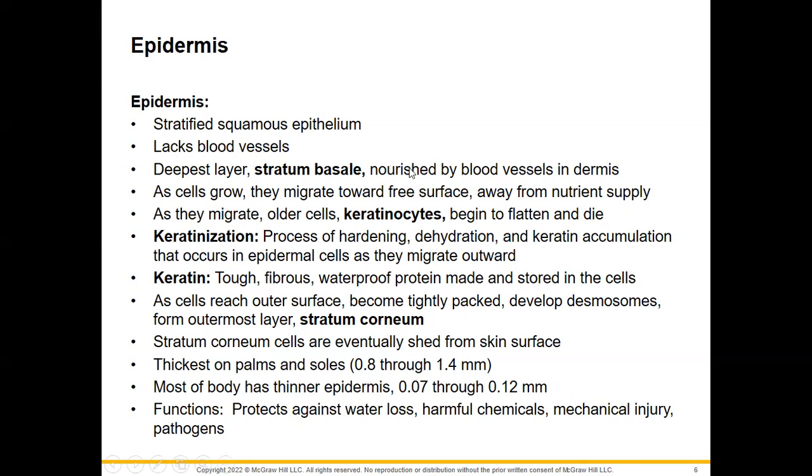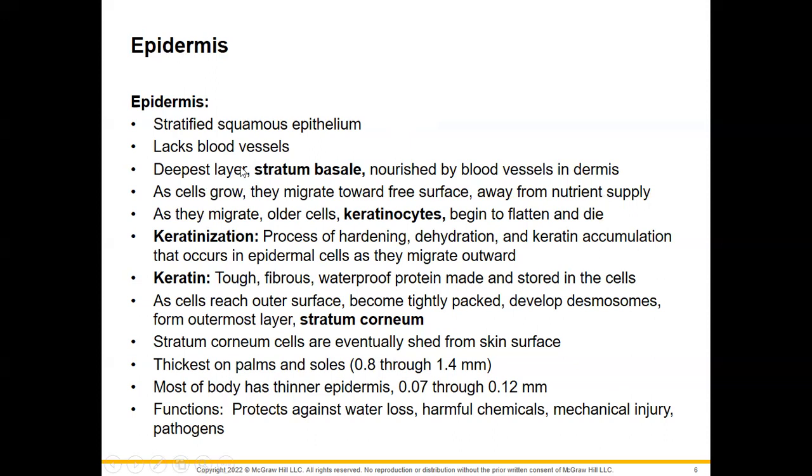This layer is going to be nourished by the blood vessels that are located in the dermis. So again, epithelial tissue does not have blood vessels associated with it. It gets nourishment from the connective tissues deep to it. And since the stratum basale is the deepest layer of the epidermis, it's the layer closest to the dermis, and it is the first layer of the epidermis that receives nourishment from those blood vessels. As cells grow, they migrate toward the free surface away from the nutrient supply.